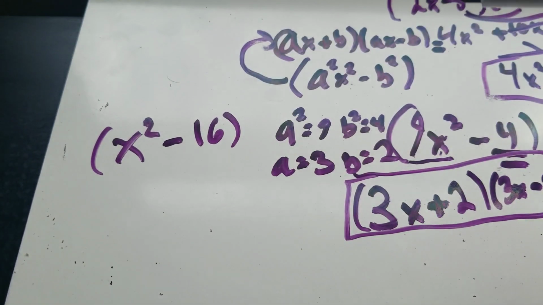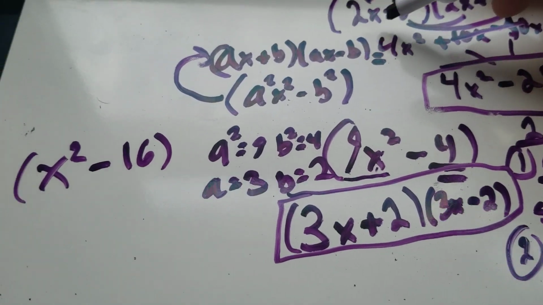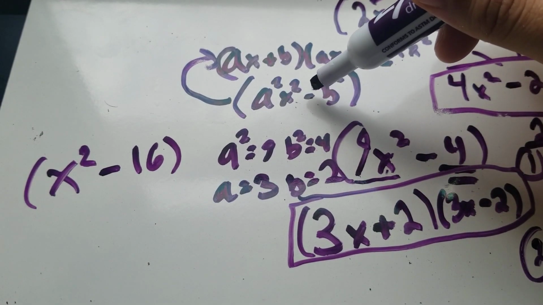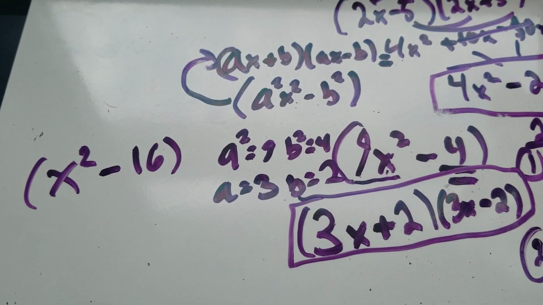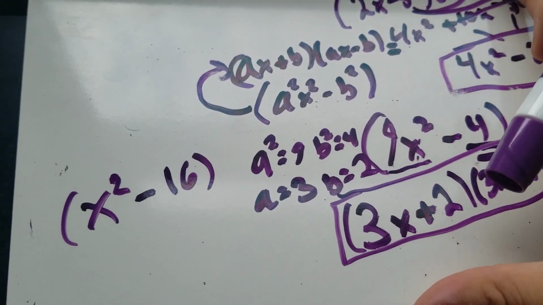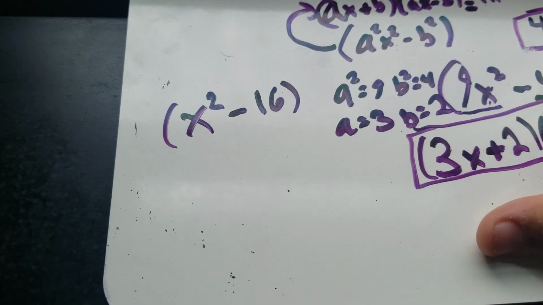Oh, I should say also, I guess maybe I put this in the test also. It should be a minus sign in between. It doesn't work if there's a plus sign. All right, so you got x squared minus 16.